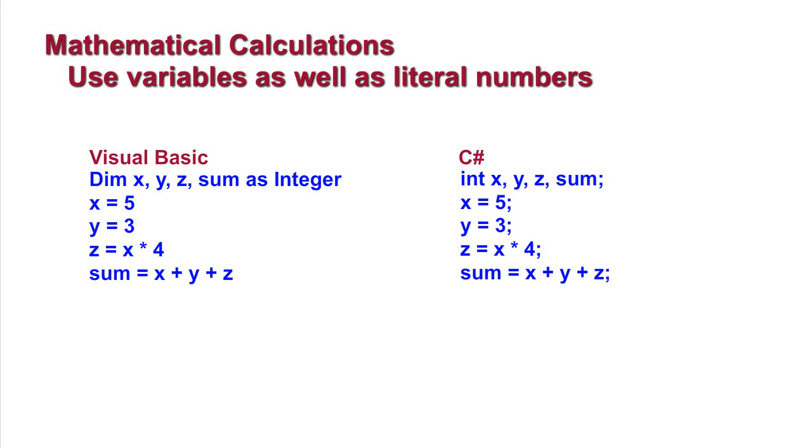And then I've got sum equals, in this case, everything on the right are variables. So sum equals x plus y plus z. So sum in this case would equal 28. And then you see the same thing written there in C#. And those are the basic mathematical calculations or basic mathematical operators. And we'll look at the math class here in a little bit.